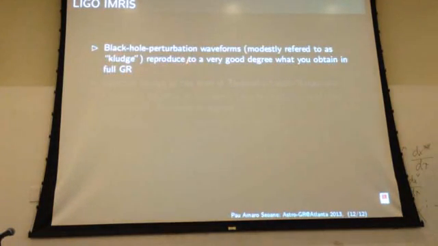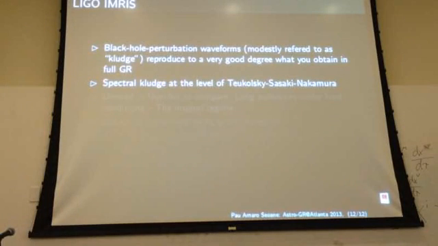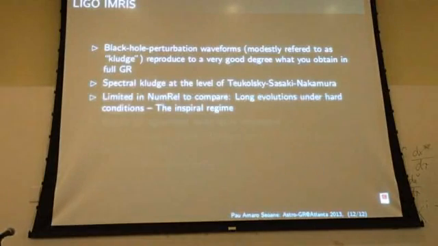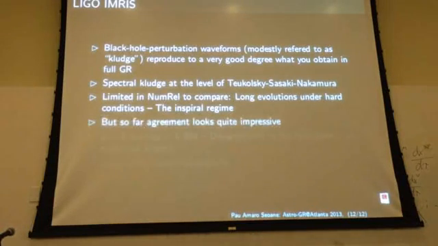Now, black hole perturbation waveforms, which Steve mostly referred to as BHPT, are actually reproducing to a very good degree what we obtain in full GR. The spectral code is at the level of Teukolsky's Sasaki-Nakamura, but this is what I understood from the slides of Steve. And the problem here is that when they want to compare to numerics, they can run their waveforms on their laptops in a couple of hours, maybe, but full numerical you cannot do that, right? Because you have to integrate long simulations under very hard conditions in this regime. But so far, the agreement looks quite impressive, at least to me.